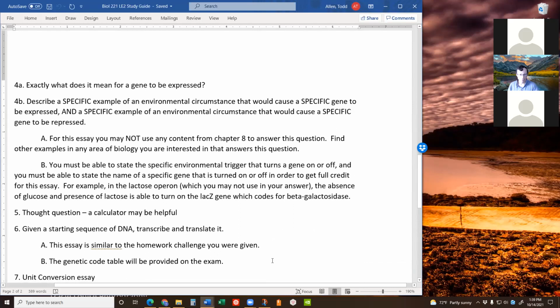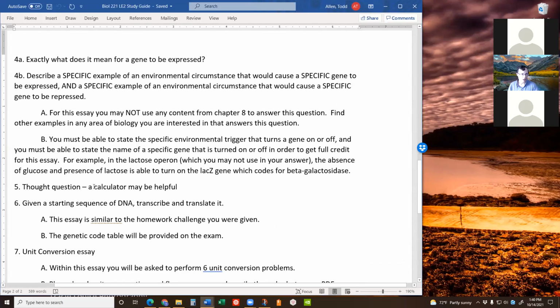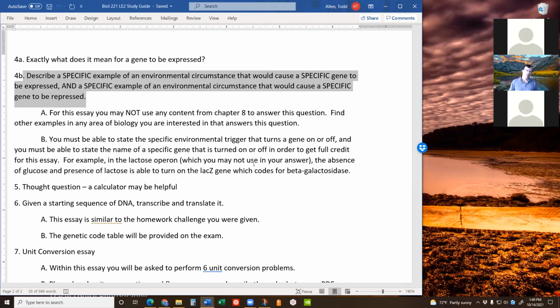Professor, can you elaborate on 4B? Okay, all right, 4B. Here it is. It says, describe a specific example of an environmental circumstance that will cause a specific gene to be expressed and a specific example that will cause a specific gene to be repressed. The example that we talked about in class, Selena, was the lactose operon.